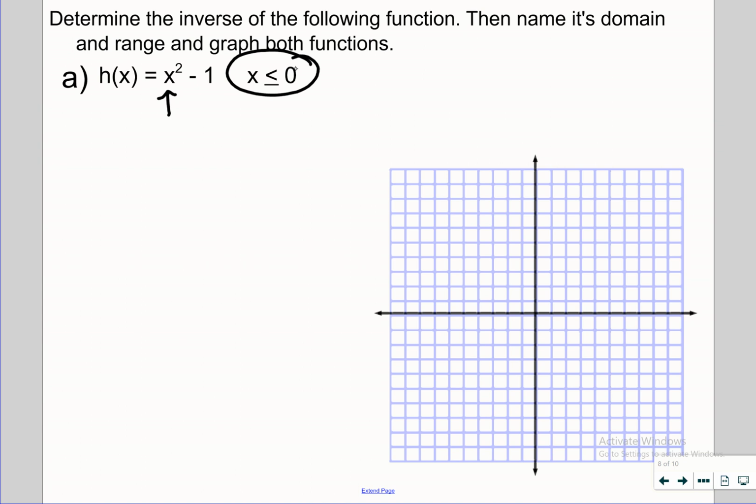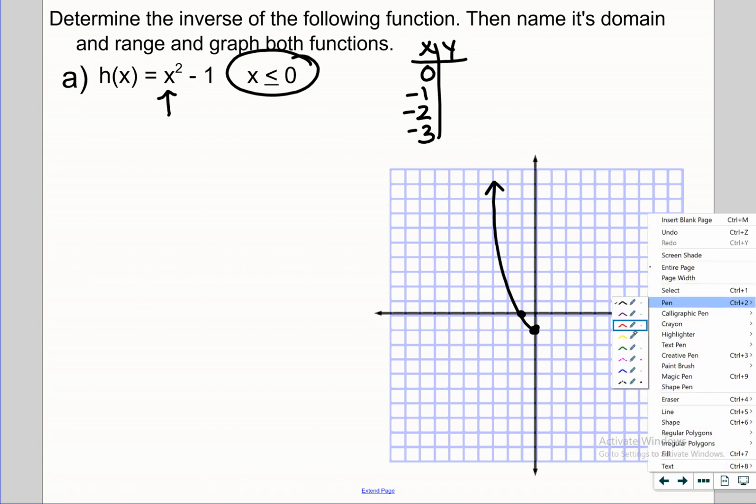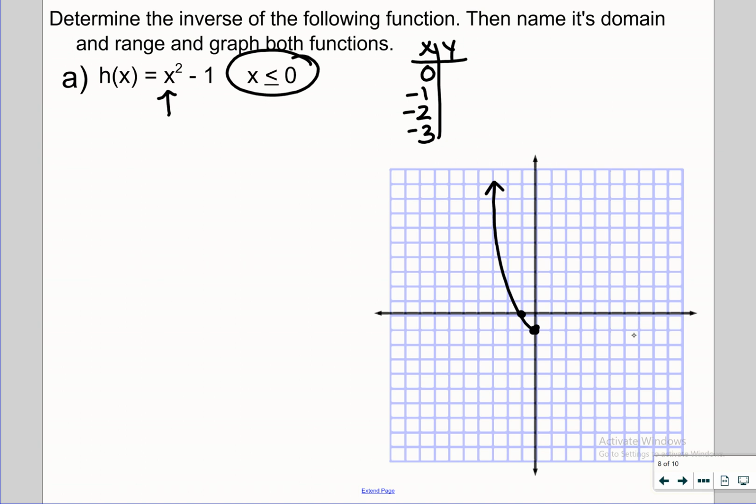Now, if you wanted to make a table, you can just plug in numbers that are smaller than 0, and you can plot these points if you don't know how to graph it, okay? But it's going to look like this. There's my original function, okay? And we restrict it again because it passes the horizontal line test. All right, I graphed the first one. Now let's go ahead and calculate the inverse. What's the first thing I do to calculate the inverse?